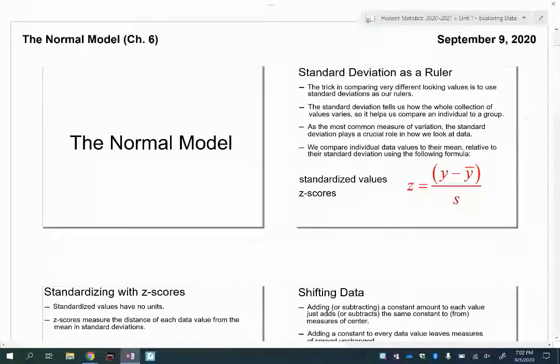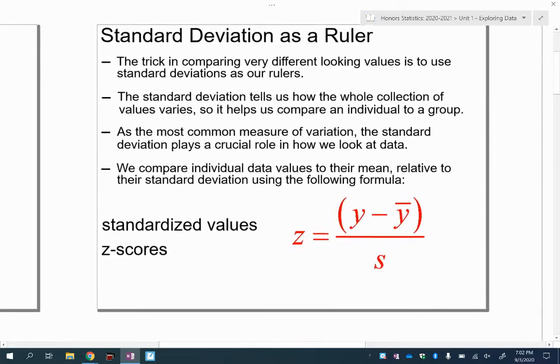So we're going to first talk a little bit about using standard deviation to help us standardize data values into something called z-scores, and then move further into the most important topic of this chapter, which is the normal model, your first experience using a model. Okay, so let's start by talking about this standard deviation.